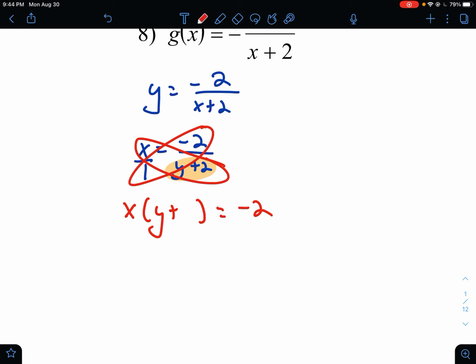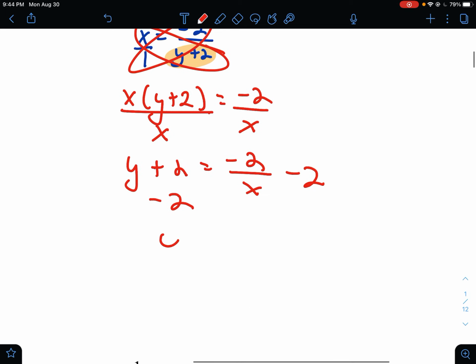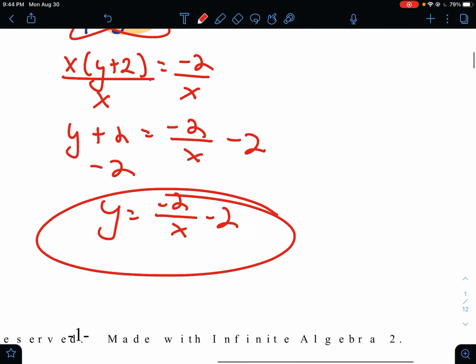I don't know why my 2's look like h's today. So then I'm going to go ahead. You could distribute the x, but honestly, that's probably not the best option here. I would divide by x. So then you get y plus 2 equals -2 all over x. And then you subtract 2, and you get y equals -2 all over x minus 2. And that's what they have on the answer key.